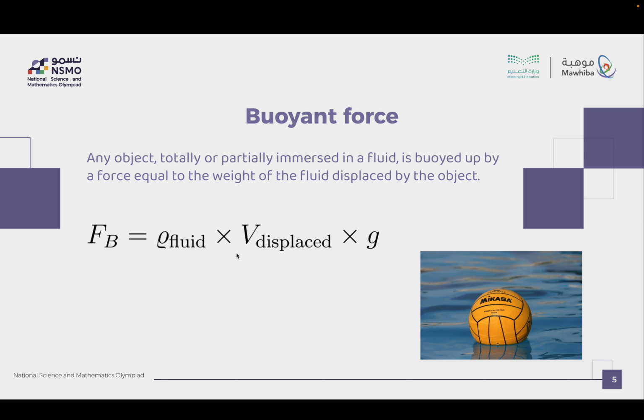This principle is true not just for objects completely underwater, but also for those that are partially in the water, just like this ball. In general, we could say that any object, totally or partially immersed in a fluid, is buoyed up by a force equal to the weight of the fluid displaced by the object. We can calculate this force by multiplying the density of the fluid by the volume displaced, which is the volume of the object if it is entirely underwater, and by the gravitational acceleration, g.